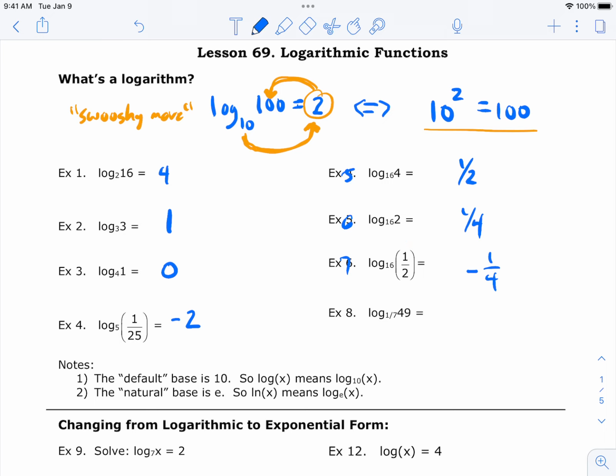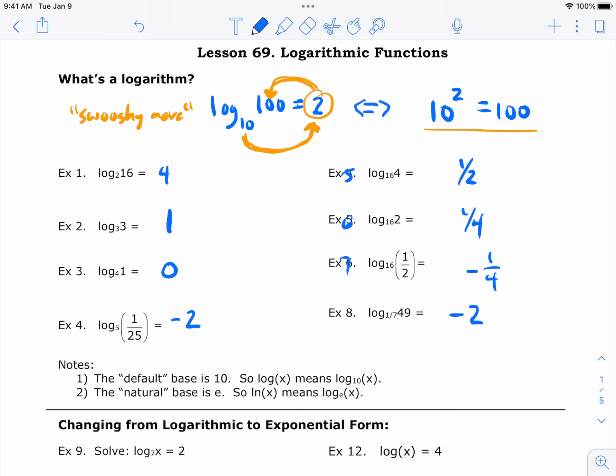And then the last one. Yeah, you can have a fraction base if you want. I don't see it very much, but it can happen. So a log with a base of 1/7. You have to raise 1/7 to a power. 1/7 to what power is equal to 49? Well, you can get a 7 into a 49 if you square it. Now, that's a 1 over 7, so if you want to flip it over to a 7 first, you'd have to use a negative exponent. So this is going to be a negative 2.